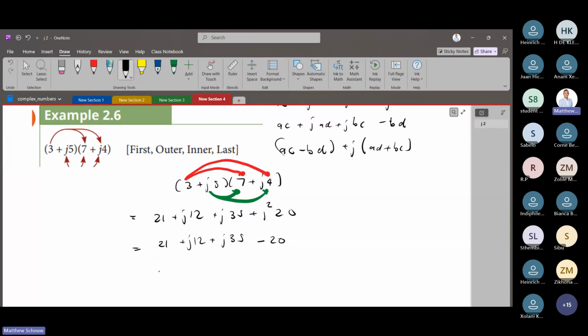21, we can do it immediately. 21 minus 20 is 1. 12 plus 35 will give us 47. I believe that's a correct answer.